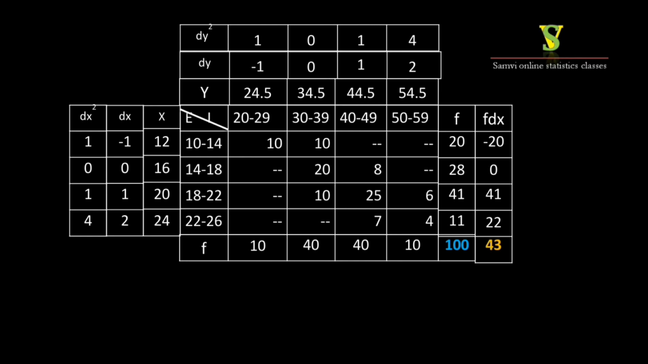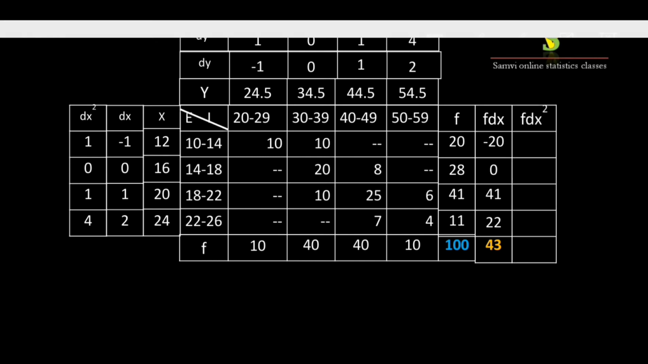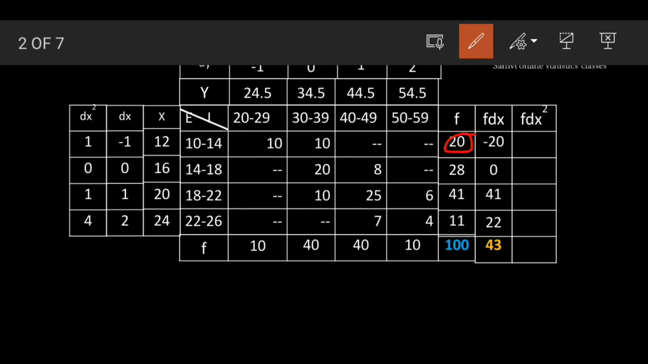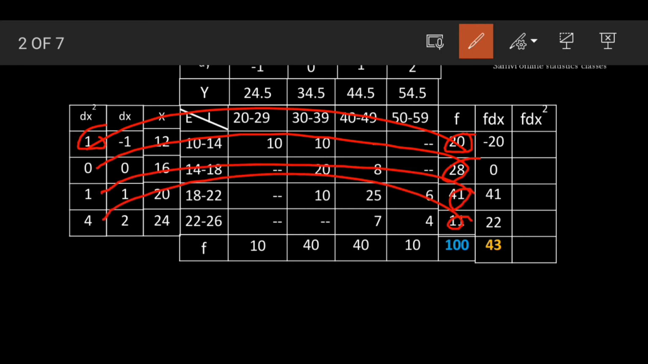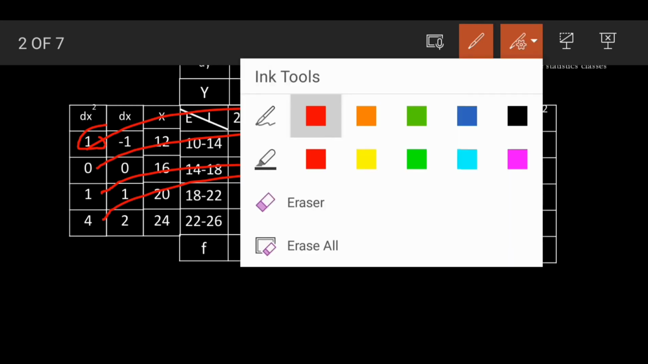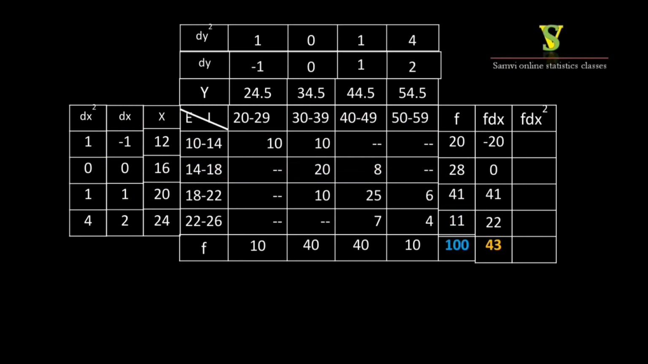So once you calculated f dx, now you have to move to f dx square. Getting? So you know that f here is 20 and dx square is 1. So I have to multiply this, 20 into 1. Next is 28 into 0. Then 41 into 1, then 11 into 4, like this you have to multiply. Getting? So if you multiply here, we'll get the results like this. See here. 20 into 1 is 20, 28 into 0 is 0, 41 into 1 is 41, 11 into 4, that is 44.